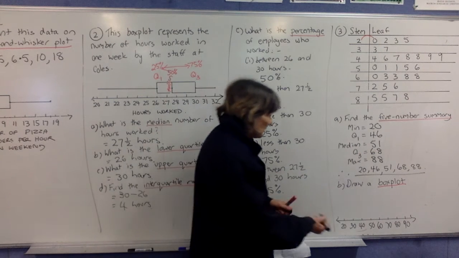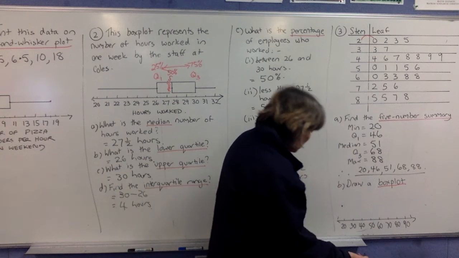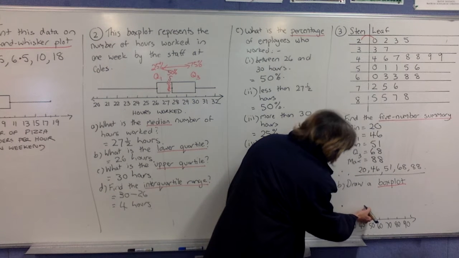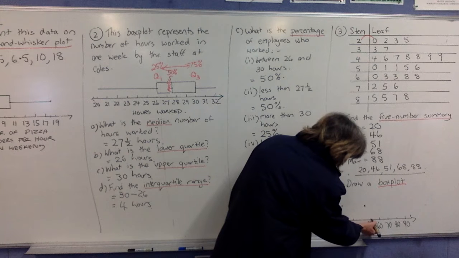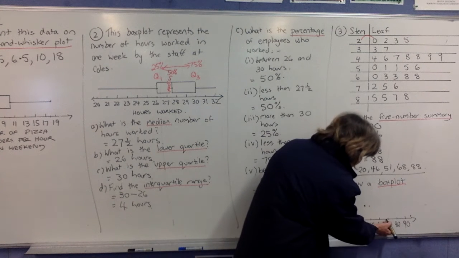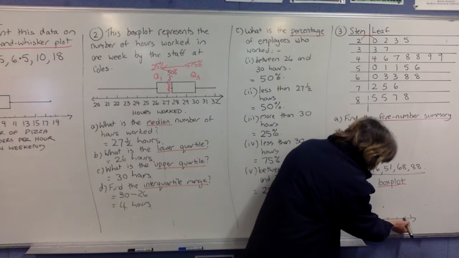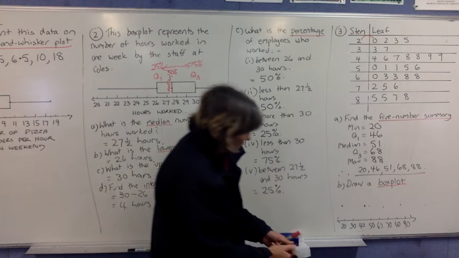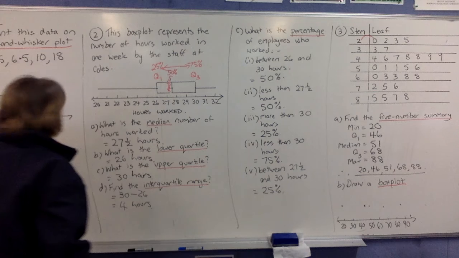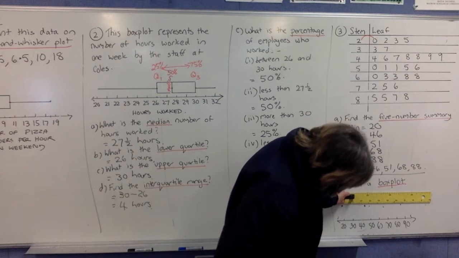All right, so 20 is right on the 20, 46, well there's 40, there's 50, 45, 46 is a bit higher, 51 is just a bit above 50, 68 is closer to 70 than anything else, and 88 is fairly close to 90. And you just do it like that, like we did a minute ago. Use your ruler, and you should be right doing the rest of this.